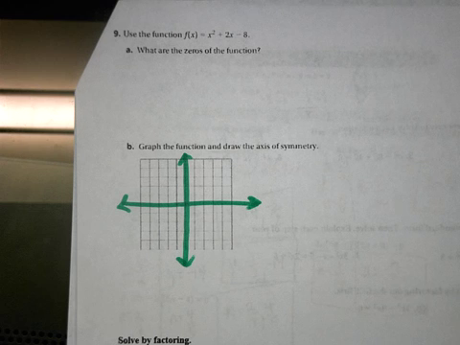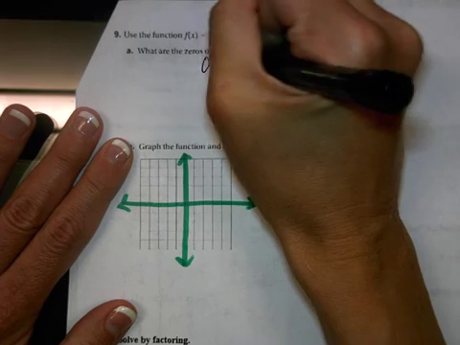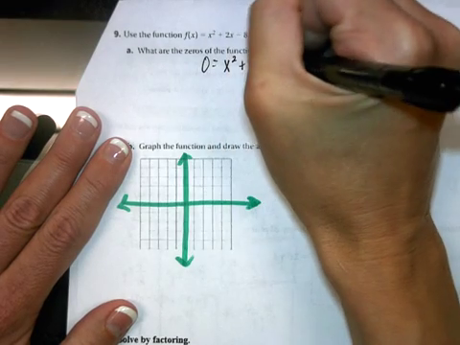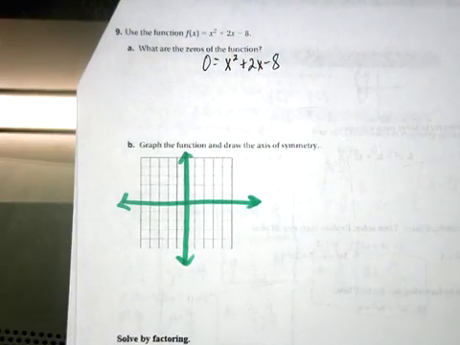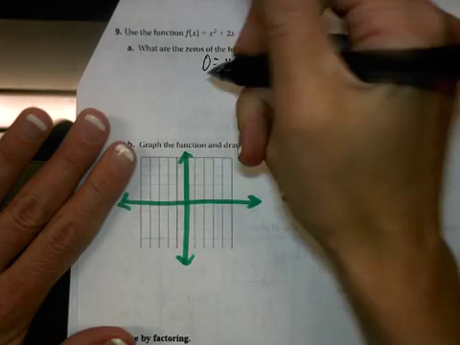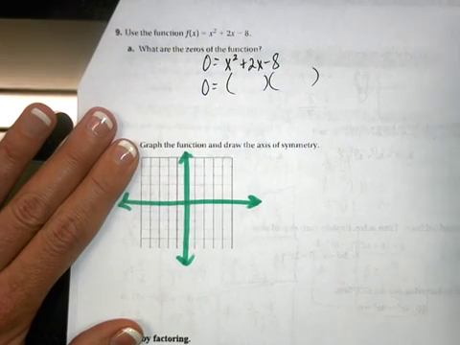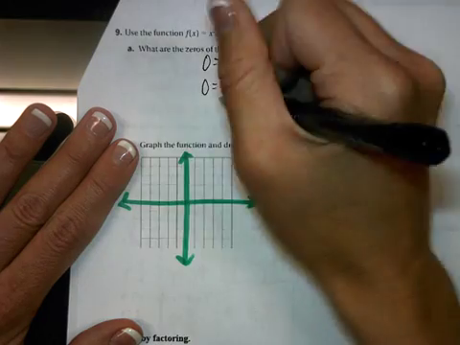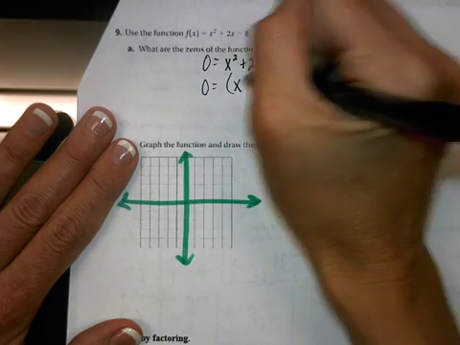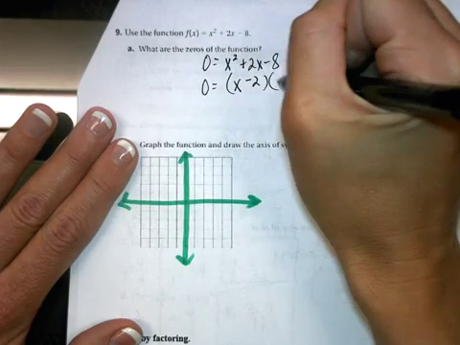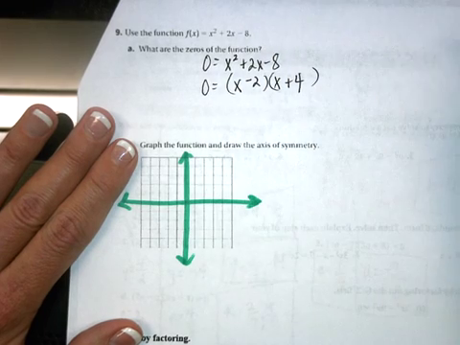Okay, are we good now? Okay, so the first thing you should have done is set this equal to 0, and you got x squared plus 2x minus 8. Okay, what did you end up getting for your parentheses? Tell me what to write in the parentheses. X minus 2 and x plus 4 are correct. Do we understand how we got those numbers?